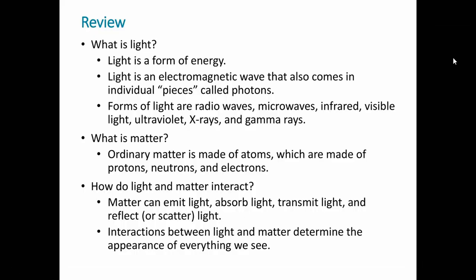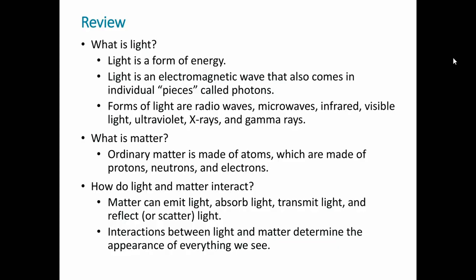light is a form of energy. It's an electromagnetic wave, and so you can think about it as a wave or as a particle called a photon. And different energies of light can behave in different ways, going from the longest wavelength or lowest energy radio waves up to the highest energy or shortest wavelength, which are gamma rays.